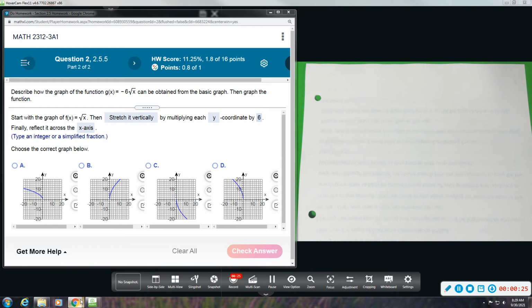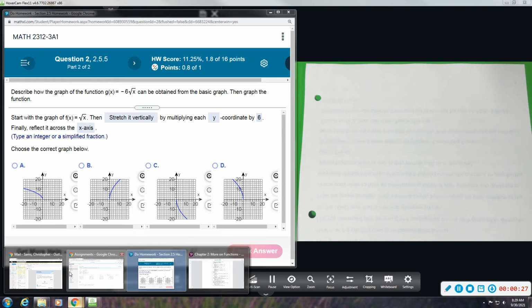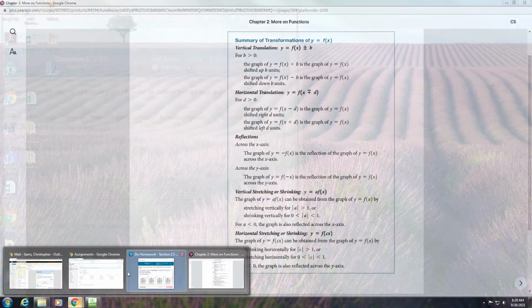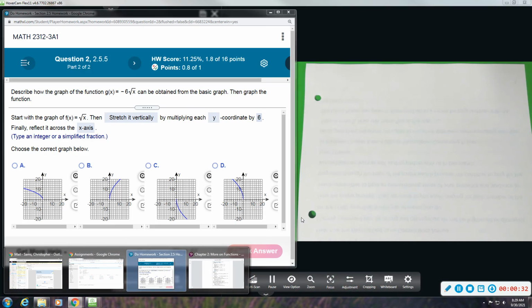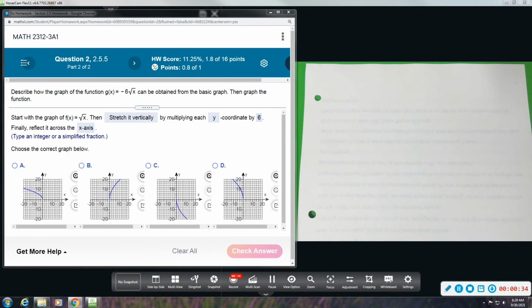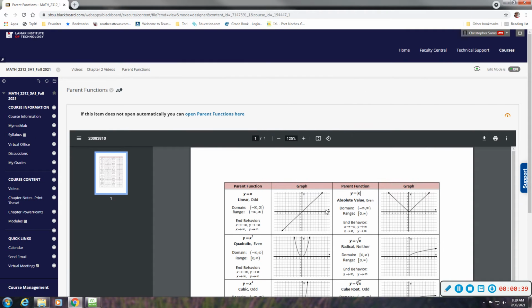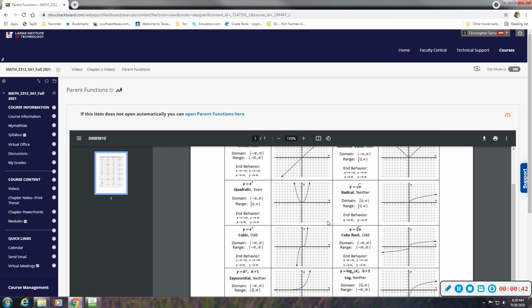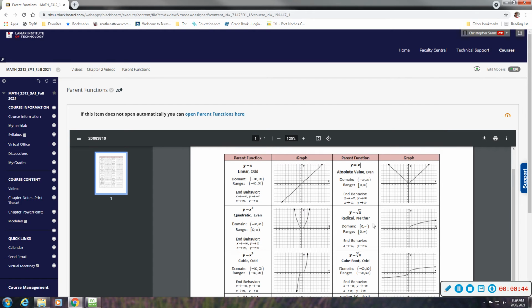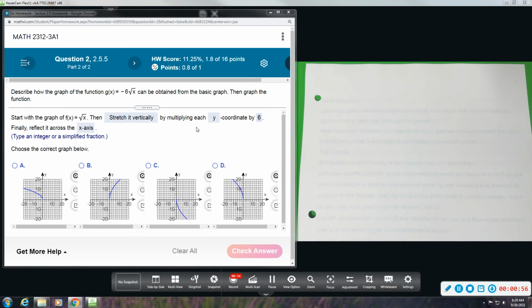Now first let me go back to the blackboard where we had the parent functions. Let me see. I got it on the other screen, so I'm going to put it over here. Okay, so the parent function of the square root of x just starts at the origin, and then it curves outward to the right. It looks like half a parabola on its side. All right, so from that image, we want to stretch it vertically, so it's going to get stretched going upward.